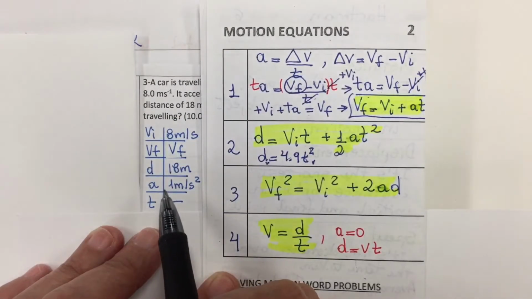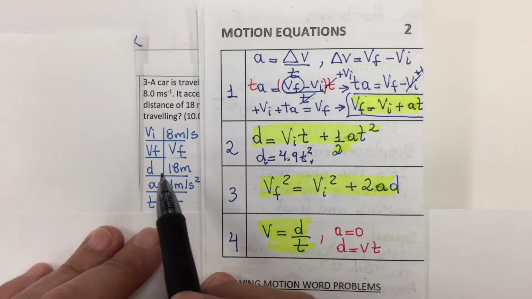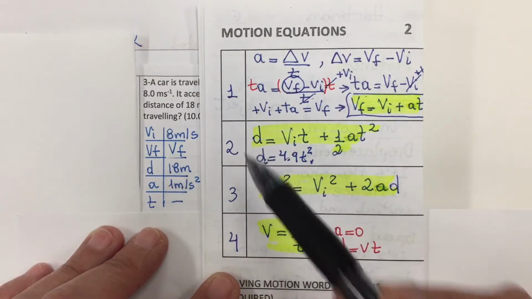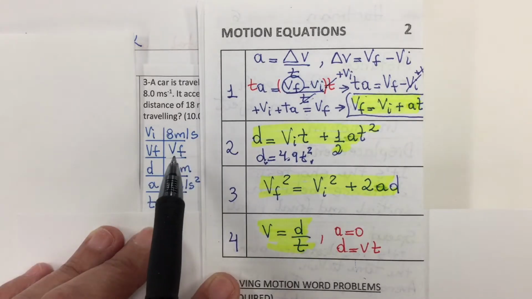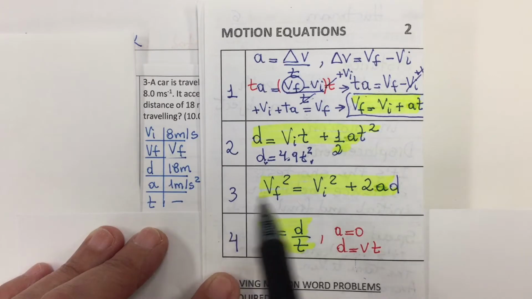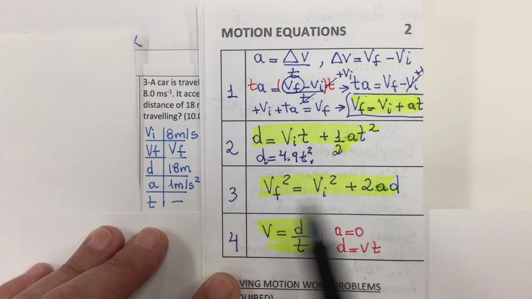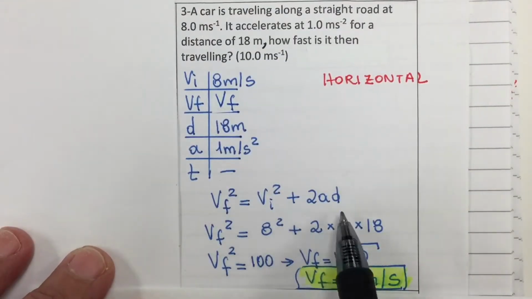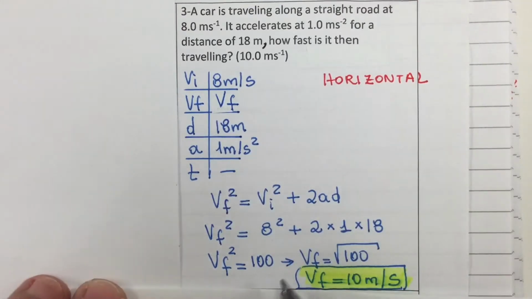Based on this data table, I need to select the correct motion equation. Here, distance was given, so I'm between equation number 2 and equation number 3. And it is asking for the final velocity, so my option will be number 3, which is perfect. There is no time here, so that is the one. With the substitutions, VI is 8 squared, 2A, distance 18. So my final answer is 10 meters per second.